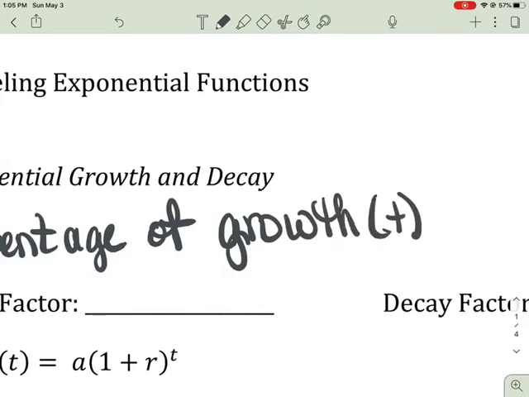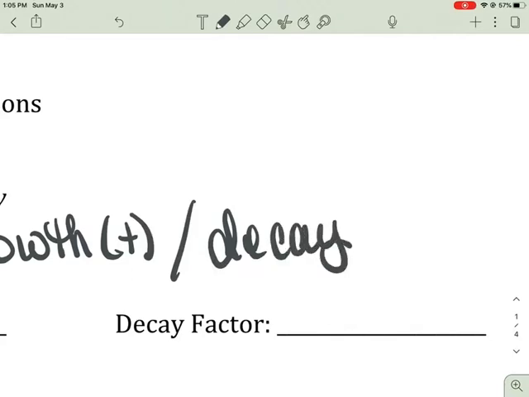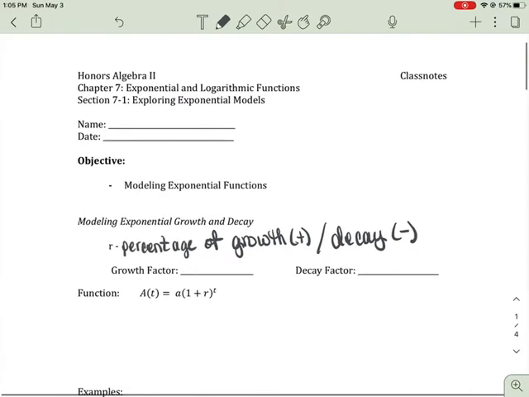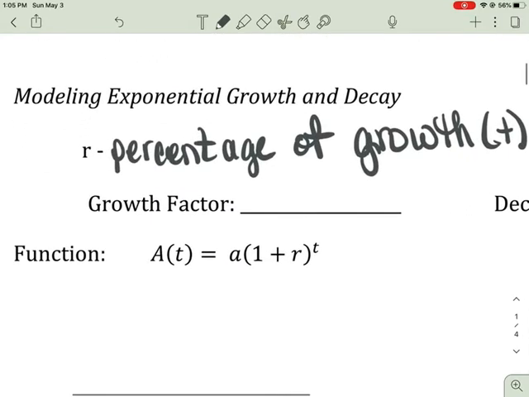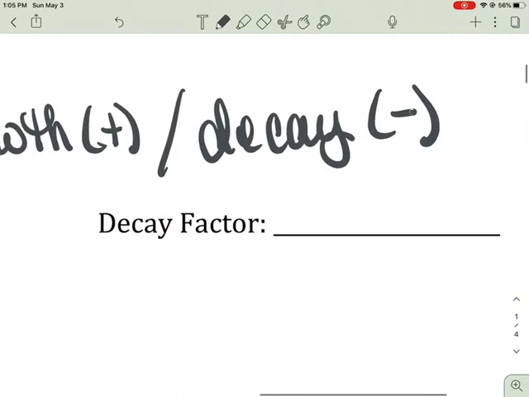Now, if it's growth, you're going to be positive. If it's decay, it means you're going to subtract. So when I say growth, you're going to add R, and if it's decay, you're going to subtract R. So your growth factor is basically B. B is still going to be your number that's being taken to the exponent, but you're going to get that by going 1 plus your R. So remember, it's going to be your percent. Make sure we write our percents as decimals.